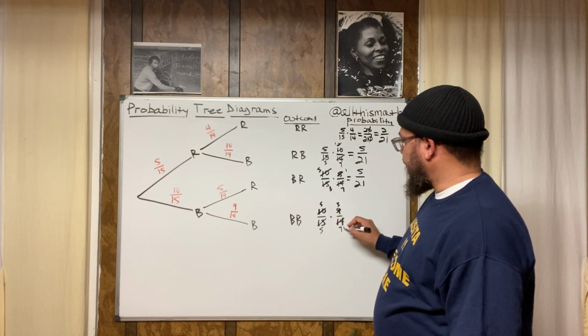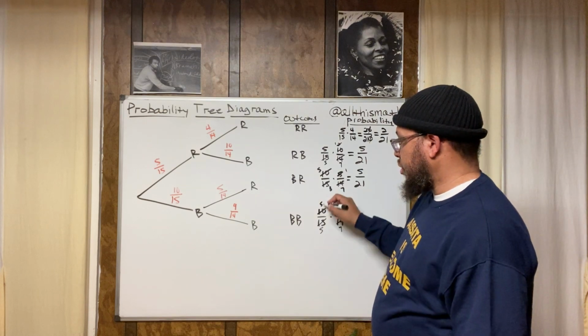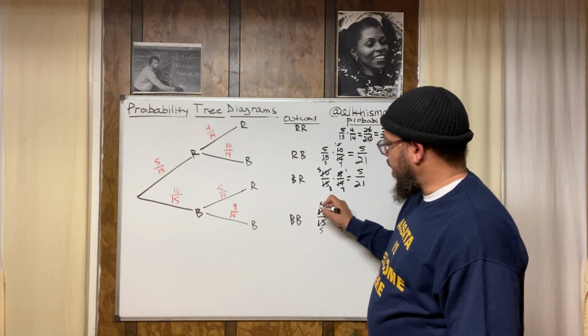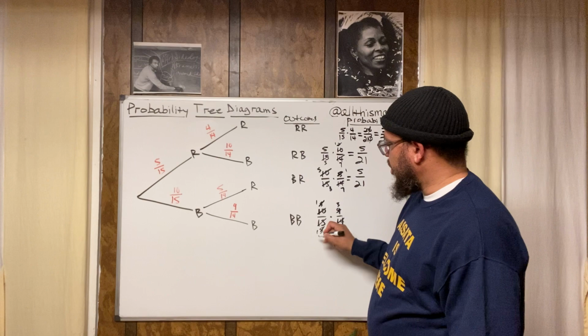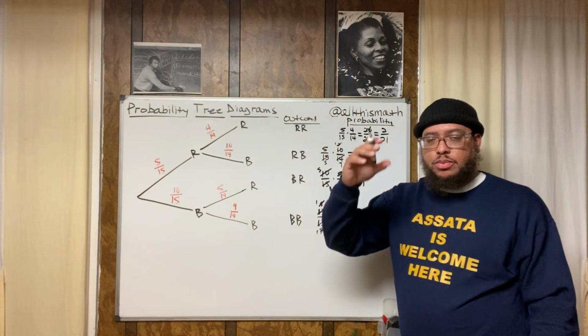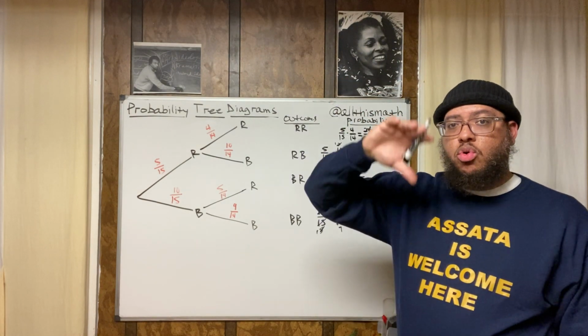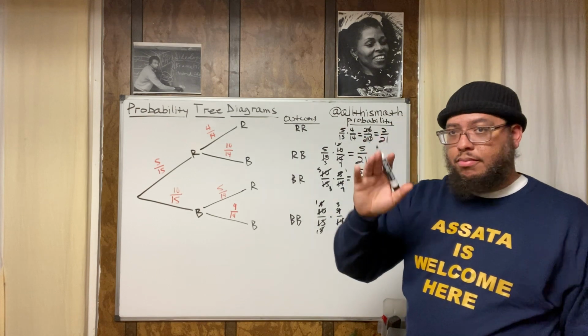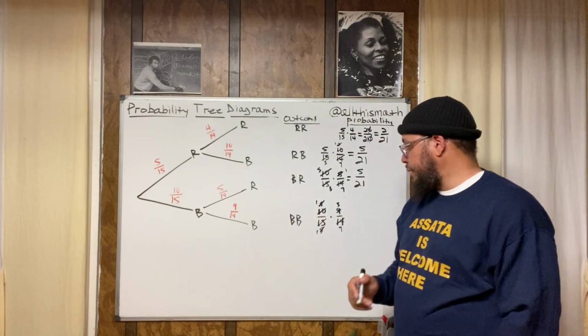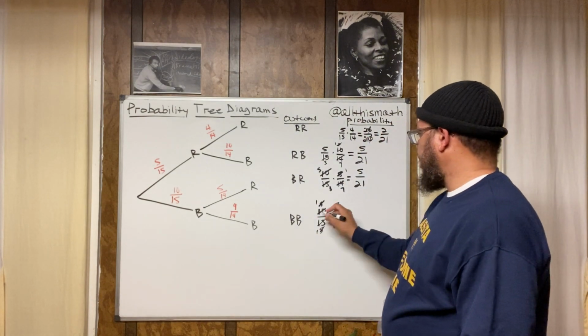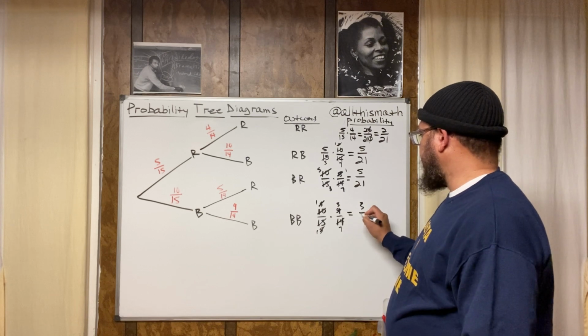Now, 3 over 7 I can't reduce, but 5 over 5, what can I do with that? Cancel them out. Anytime you have a fraction with the same numerator and denominator, that whole fraction is equivalent to just 1. And 1 over 1 is the same thing as 1. So then we multiply, and we got 3/7.